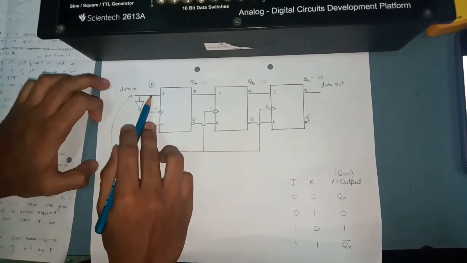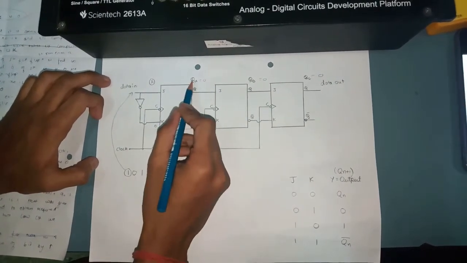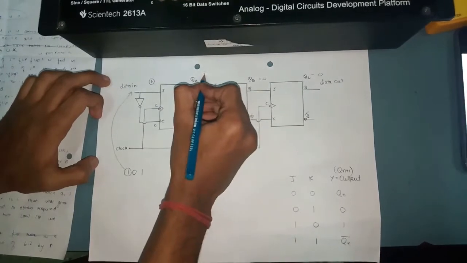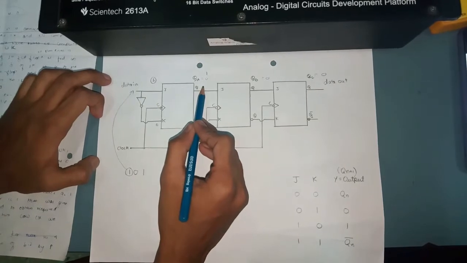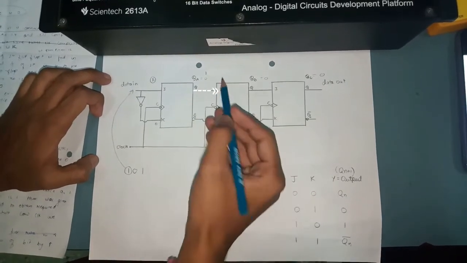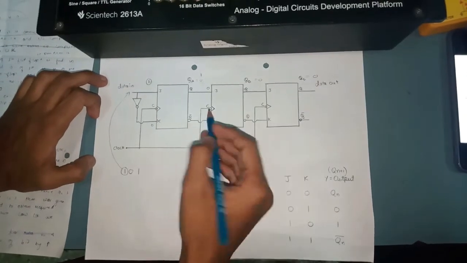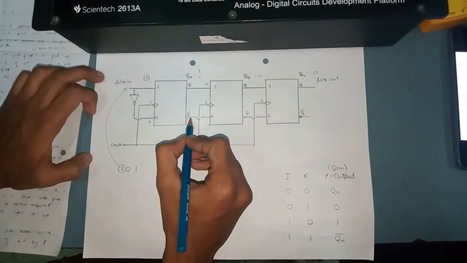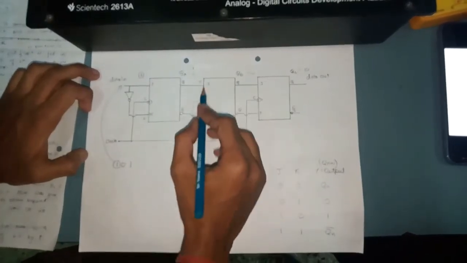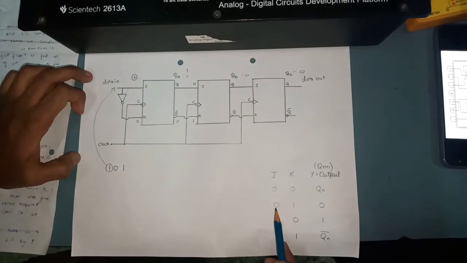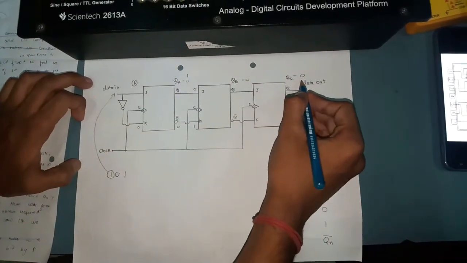So as J equals 1 and its complement K equals 0, the output QA will turn from 0 to 1. At that same clock, the input from QA, which was 0, will be given to J, and its complement 1 will be fed into K. So QB will remain 0 as J equals 0, K equals 1. So QB will remain 0 and QC will similarly remain 0.